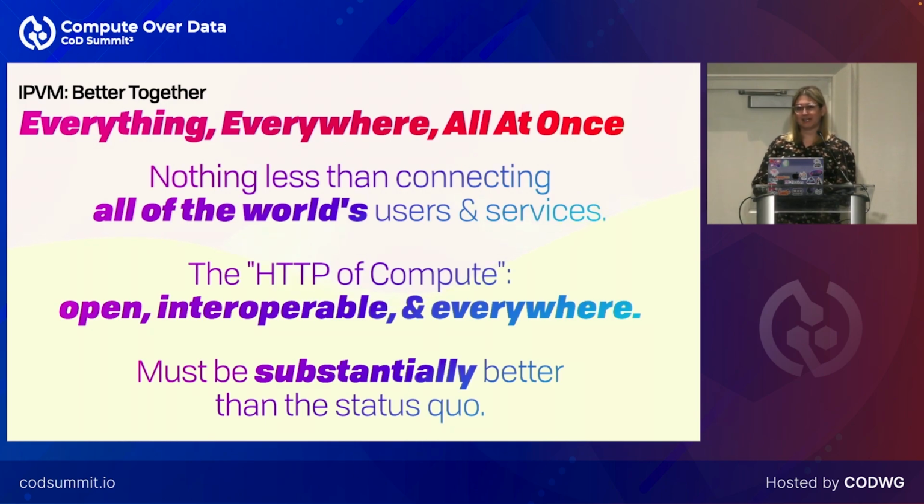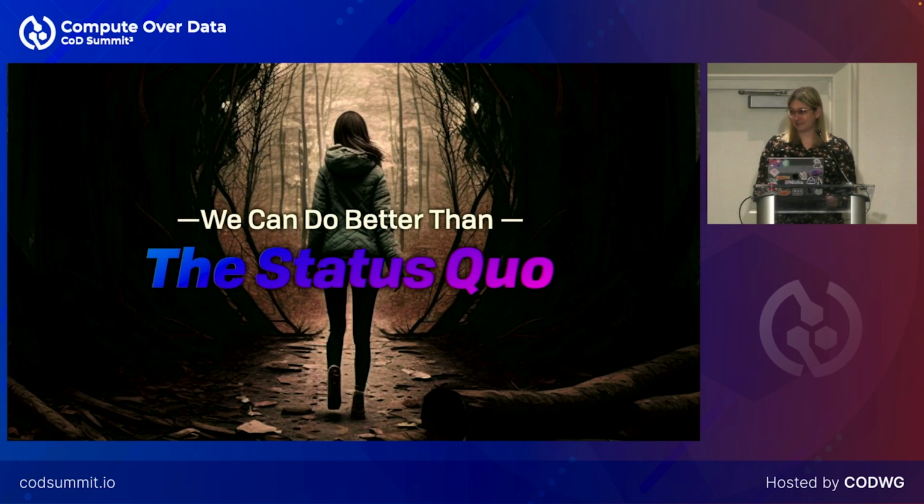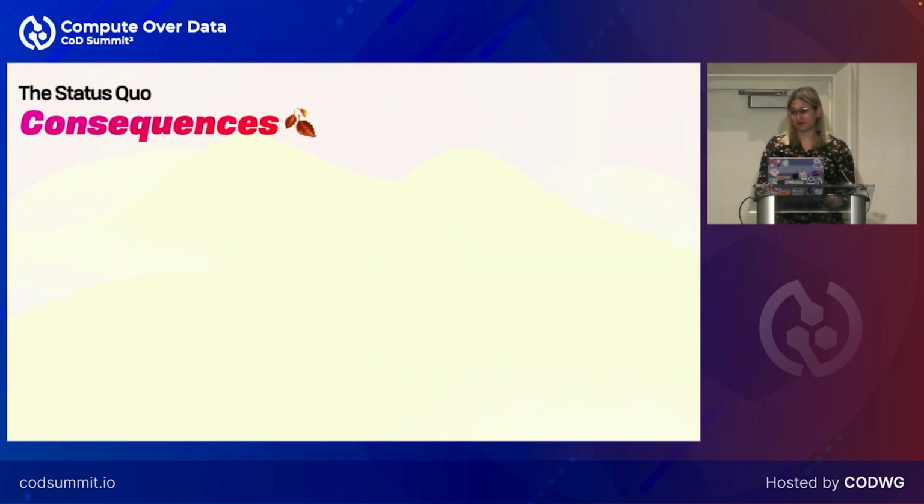And whatever we build has to be substantially better than the status quo. We can't say, it's a slightly worse AWS Lambda, please use it, right? It has to actually have real benefits to people, which is good, because I think the time for a lot of these ideas has finally come. I think we do a lot better than the status quo.